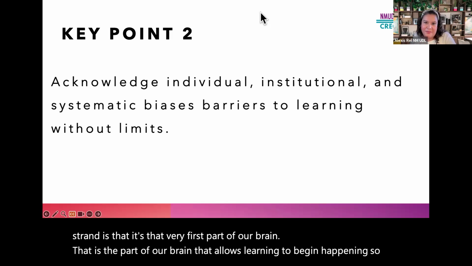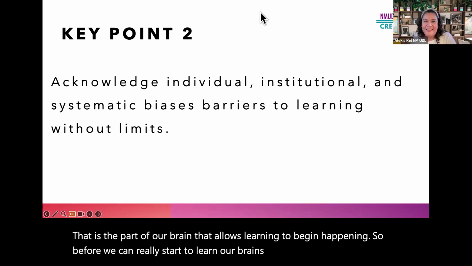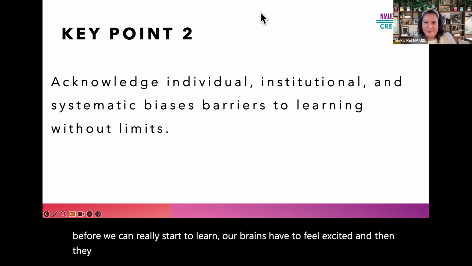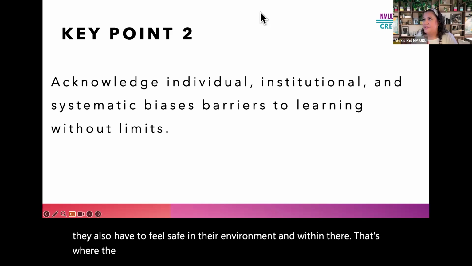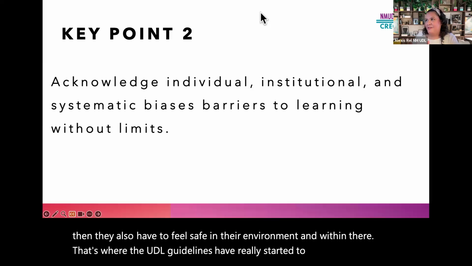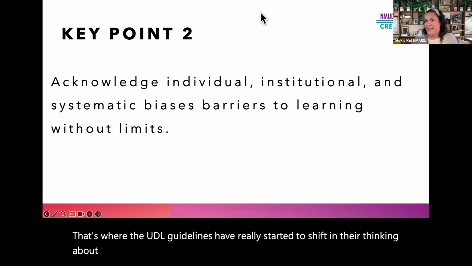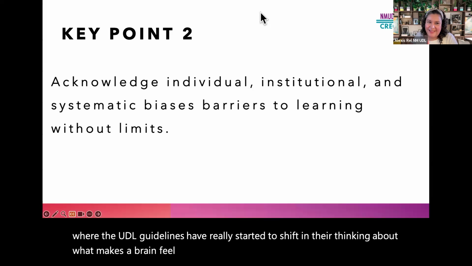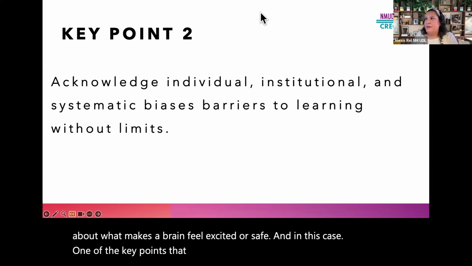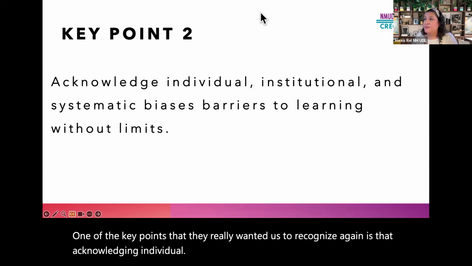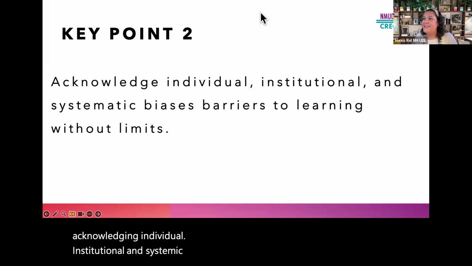Before we can really start to learn, our brains have to feel excited, and then they also have to feel safe in their environment. And within there, that's where the UDL guidelines have really started to shift in their thinking about what makes a brain feel excited or safe. One of the key points they've wanted us to recognize is acknowledging individual, institutional, and systemic biases and barriers to learning without limits.